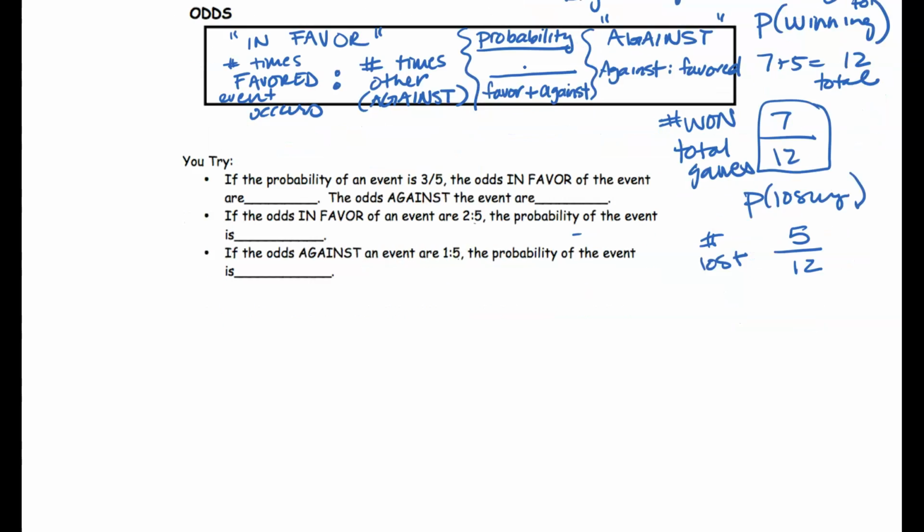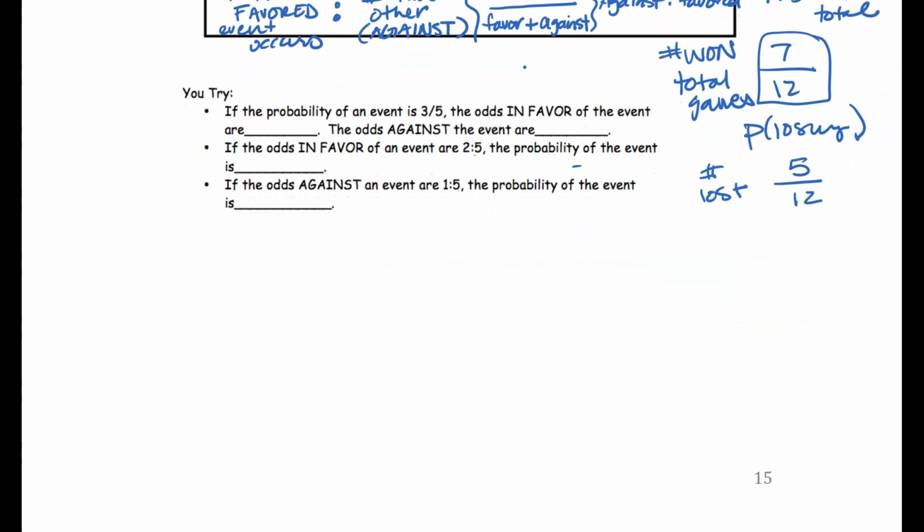So now would be a great time to pause the video and try the U-Try. And I'm going to go ahead and walk you through it. So if the probability of an event is 3 out of 5, that means 3 is the number of times the event occurs, and then 5 is going to be the total. Okay, so that's what those numbers represent.